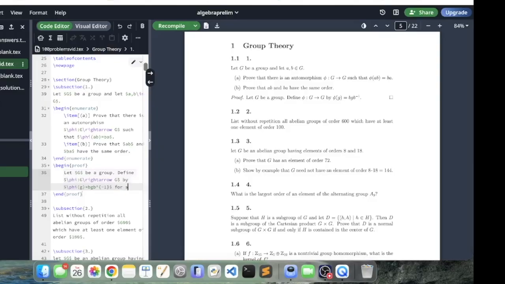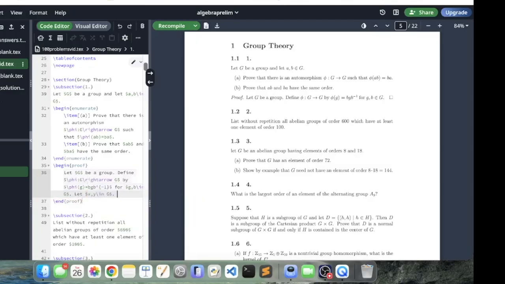I guess for g in G and B in G, even though it's set in the problem, I'll just restate it in our solution, so we're all clean. Okay, so we want to show it's an automorphism, hence we want to show it's an isomorphism, so we want homomorphism, injective, and surjective.